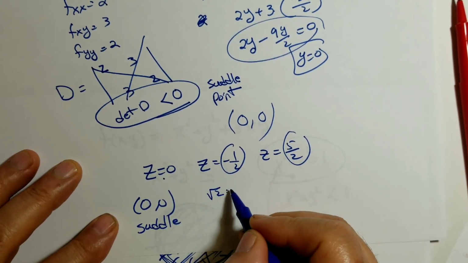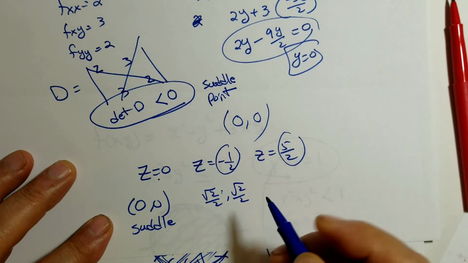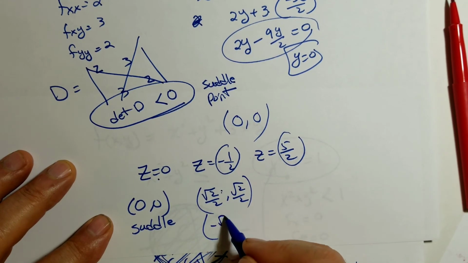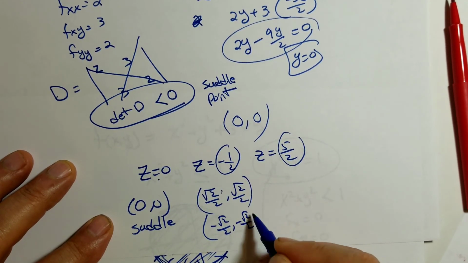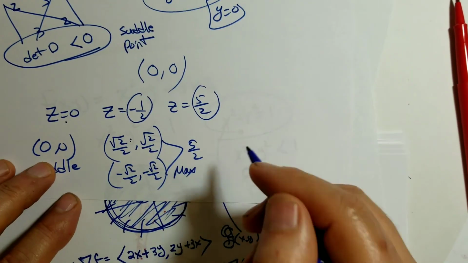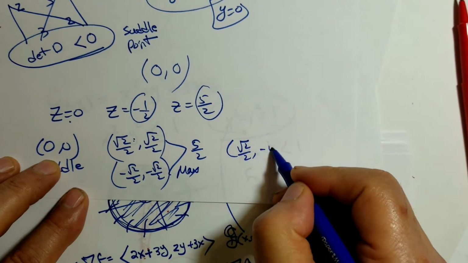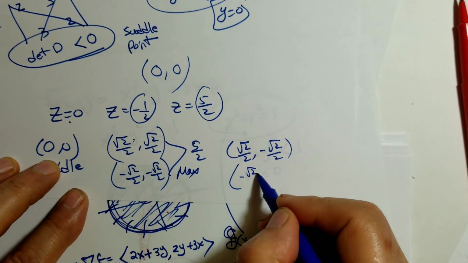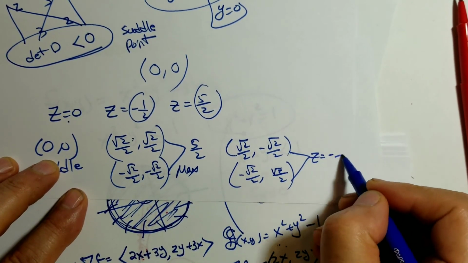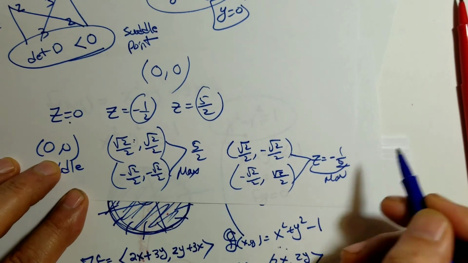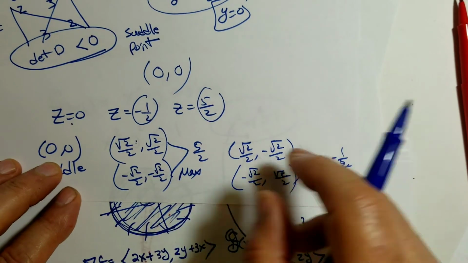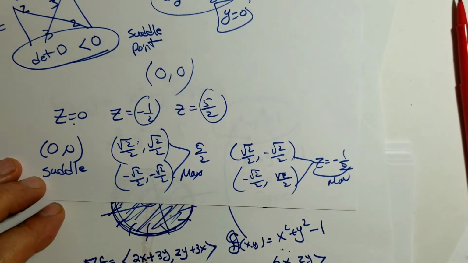Radical 2 over 2 and radical 2 over 2, if both become positive or both negative, that gives you 5/2, and that's the max. And if you have radical 2 over 2 and negative radical 2 over 2, or negative radical 2 over 2 and radical 2 over 2, these two z values are negative 1/2, that's your minimum. Therefore, you have a max, you have a min. These are relative max because you have too many turning points, and you have a saddle point.